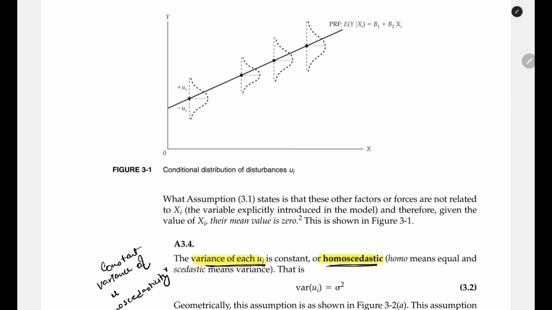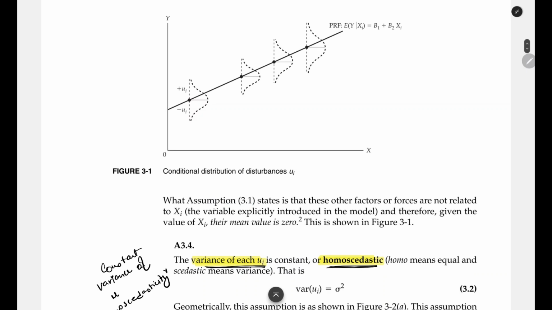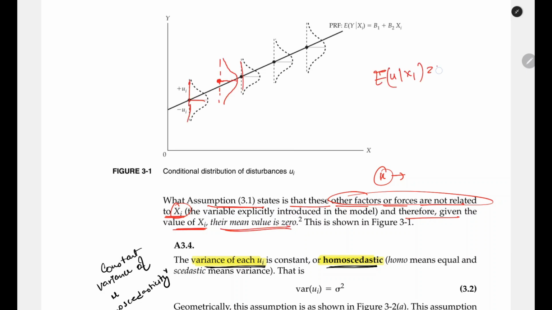It also says that assumption 3.1 states that these other factors or forces are not related to xi. What other factors and forces is it talking about? Those which are represented by the error term, which are not included in the model. These are not related to the xi values, and therefore, given the values of xi, their mean value is 0. So the mean value given xi is 0. That is what is important from the conceptual point of view.